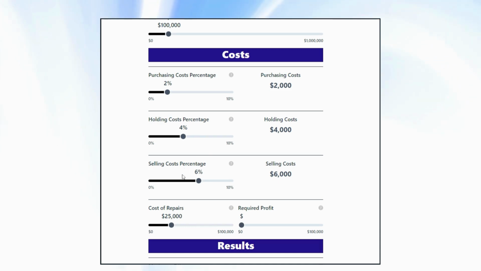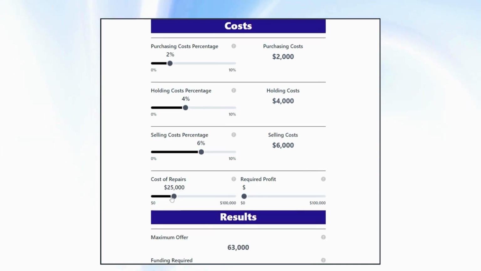And then I'm going to have selling costs. And if I'm going to use a real estate agent, then I have to put enough of a percentage in to pay for that. And so in this case, let's go with 6%, and that gives me a selling cost of $6,000. Okay, maybe it needs $25,000 in repairs. And remember, I want you to go in and move these numbers around just to see how it impacts everything.